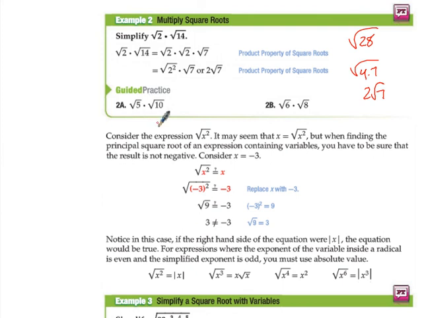Go ahead and pause the video right here. See if you can get these simplified. Go ahead and pause the video now. All right, you've unpaused. Let's take a look here.